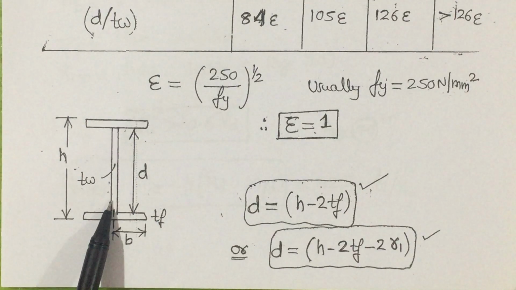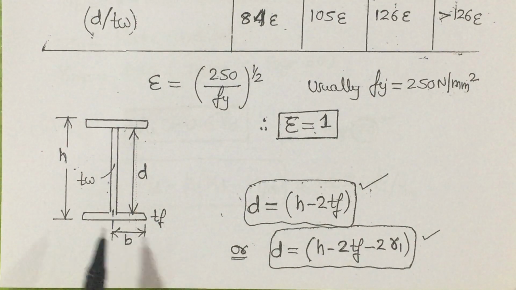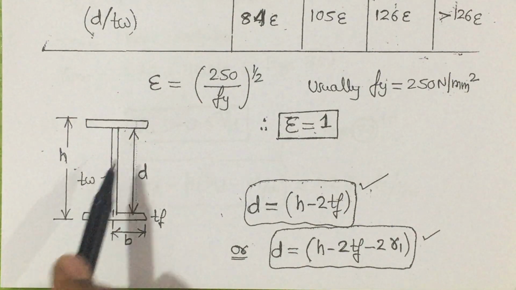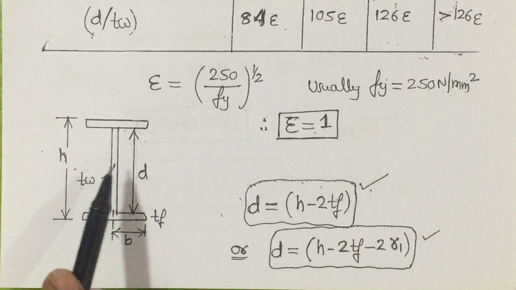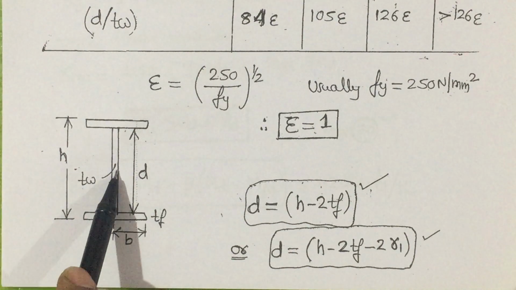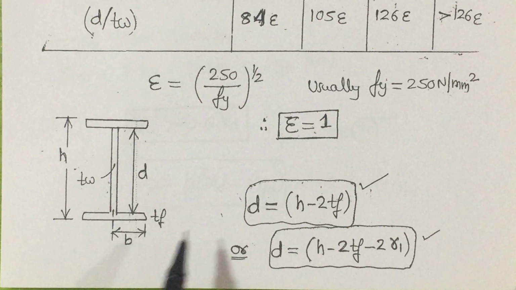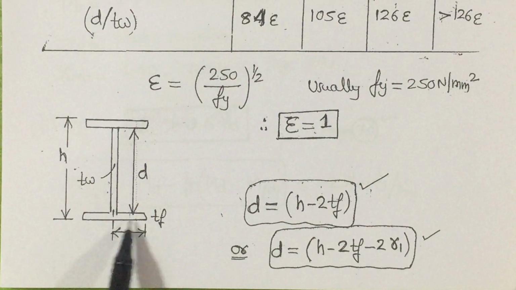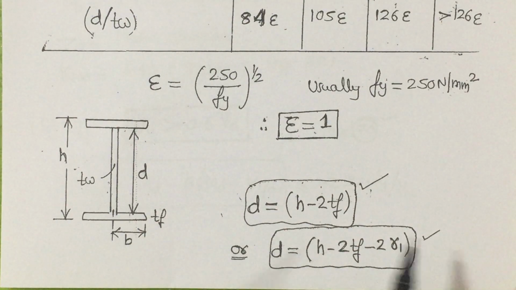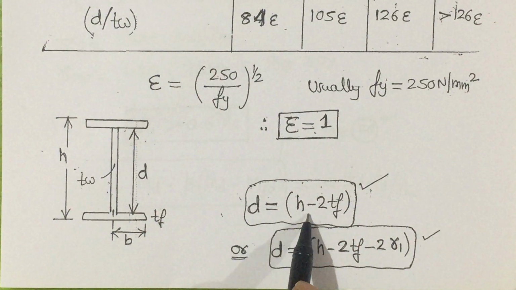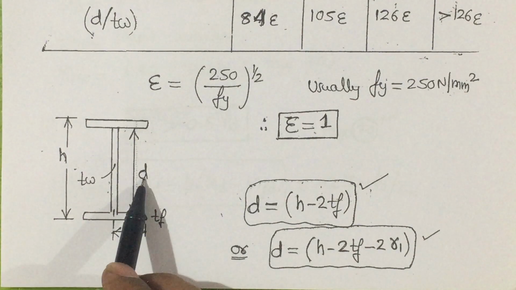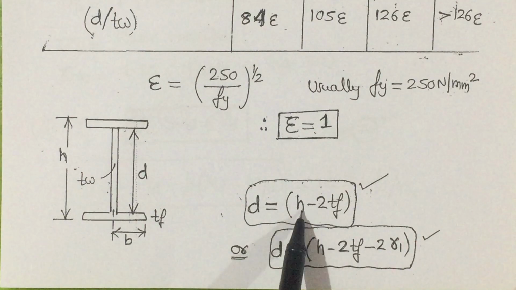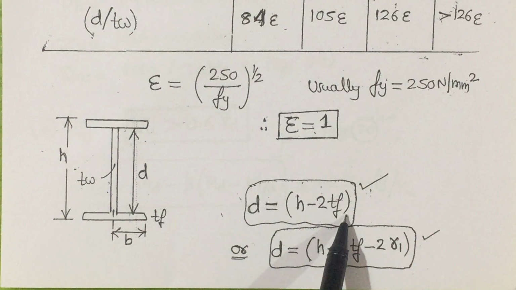Then, if we come to the I section, that is I beam, here we come across H, which is nothing but the total height of the section, D is nothing but the depth of the web section, Tw is nothing but the thickness of the web, then Tf is the thickness of the flange, and here B is nothing but half width. So, D is given by H minus 2 times the thickness. D is nothing but from the total height we are going to deduct the thickness of the flange on either side, that is H minus 2 Tf.